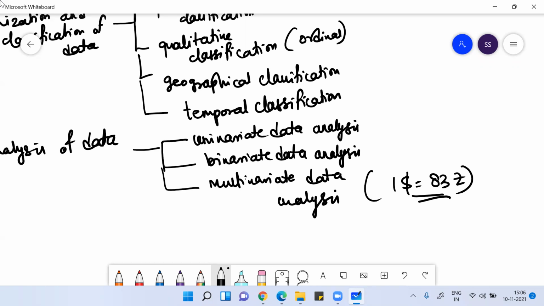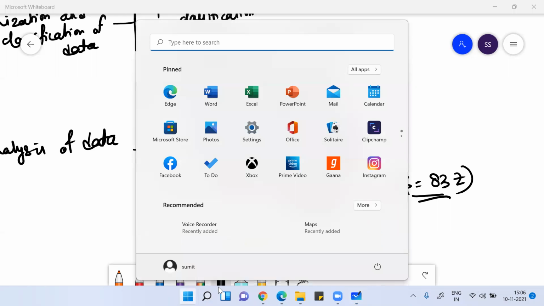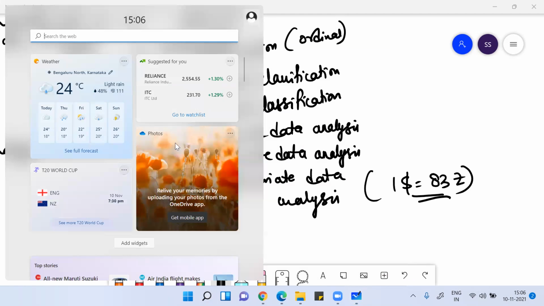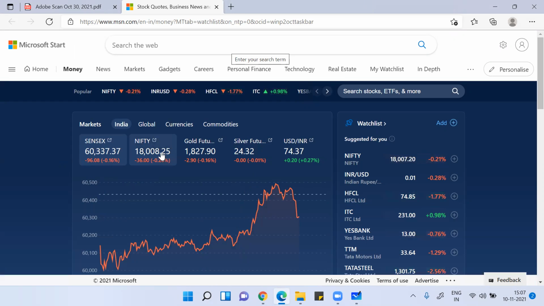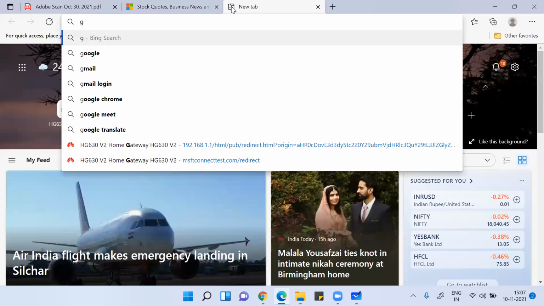It looks very simple. I just need to go to some financial website and see the value of rupee-dollar. Sensex is today 60,337. Nifty is around 18,000. Gold future is around 1827, in dollars per ounce. In the international market, gold trades in ounces, not in grams. In India, gold trades in grams, but in the international market, gold trades in ounces.